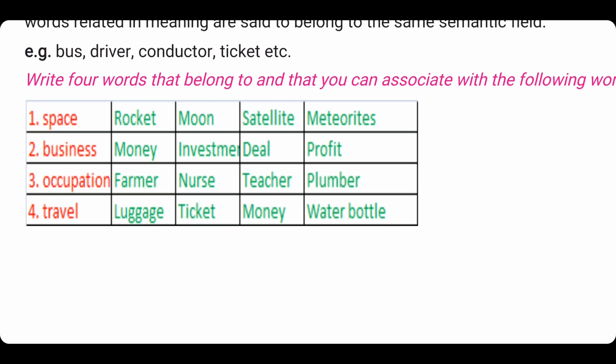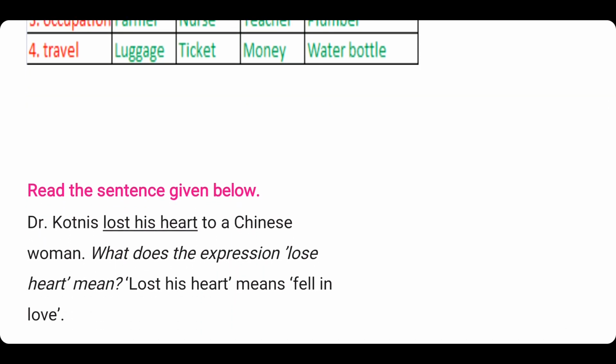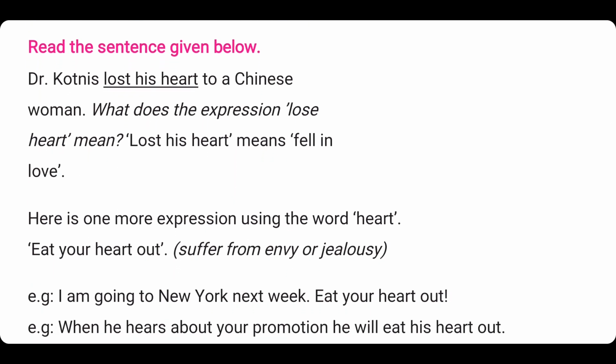Occupation. Yeah, what are the occupations? Farmer, nurse, teacher, plumber, doctor, electrician, and so on. Travel. What can you relate with travel? Luggage, ticket, money, water bottle, expenses, snacks, and so on. So these are all the semantic mapping where you connect the things.